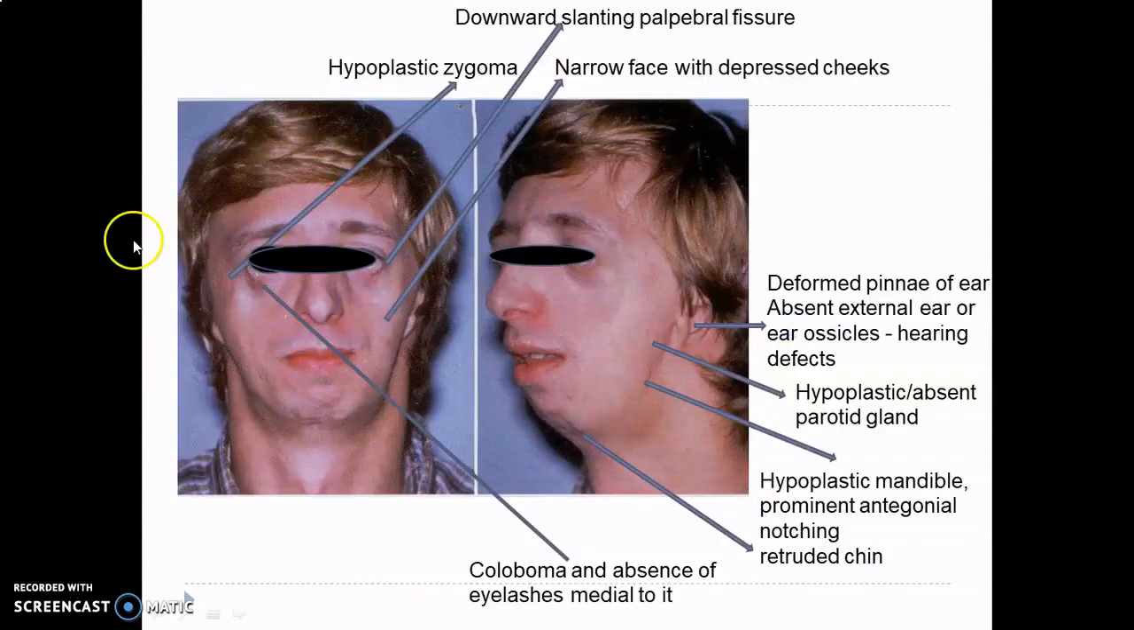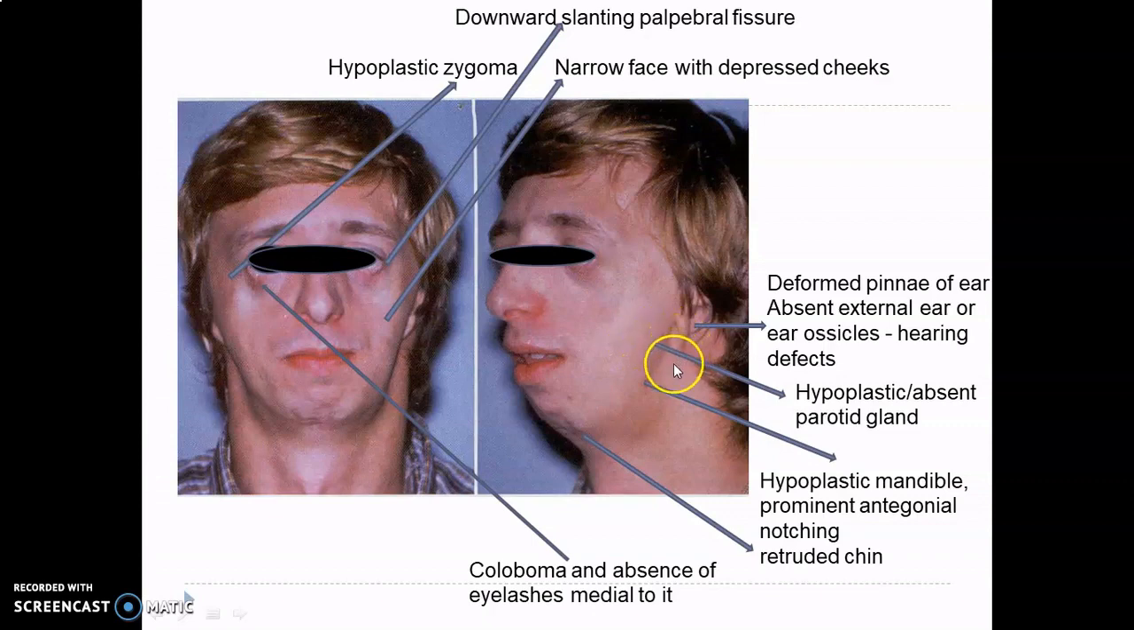The features of Treacher-Collins syndrome are an underdeveloped or hypoplastic zygomatic bone, downward slanting palpebral fissures, and depressed cheeks with a narrow face. There is something known as coloboma, which means a notch in the lower eyelid, and medial to the coloboma there is usually absence of eyelashes. When you see the ear, there will be ear deformity, especially of the pinnae, or sometimes the external ear will be totally absent, or the ear ossicles will be absent, which may cause hearing defects.